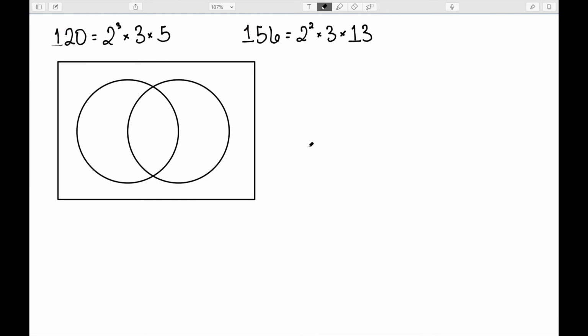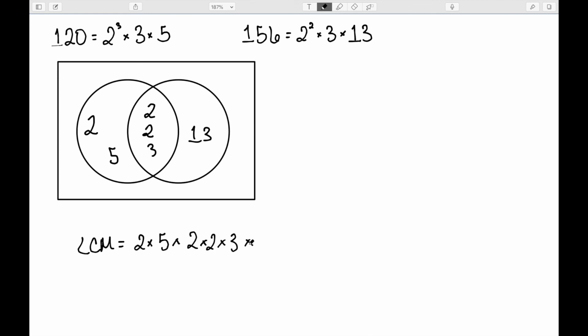Just like with the greatest common factor, I can do this with a Venn diagram as well. We know that 120 has 2 2's in common and then an extra 2. It has a 3 and a 5. 156 has 2 2's, a 3, and a 13. And now, for the least common multiple, I'm just going to multiply all of the numbers I've written down. 2 times 5 times 2 times 2 times 3 times 13. And if I rearrange this, I do get what I was claiming was the least common multiple before.